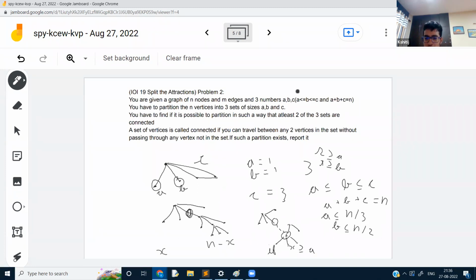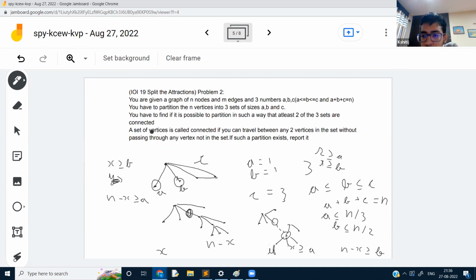If x is greater than b and n minus x is at least a, we are done. And if the opposite is also true, it works, like x is greater than b and n minus x is at least a. So we can solve the problem for a tree in linear time easily.